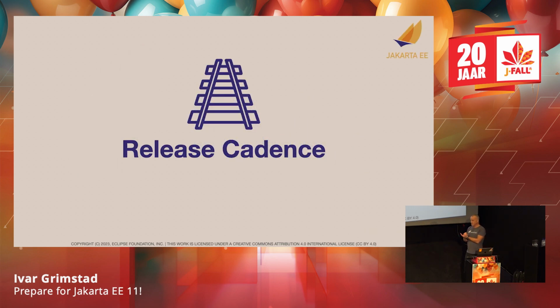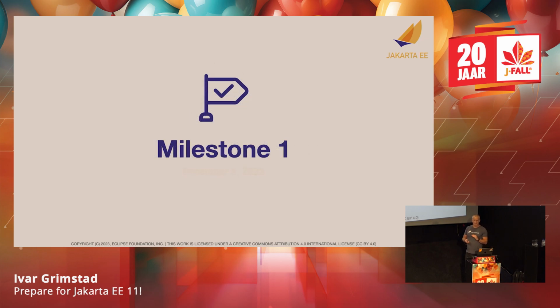We're also defining the release cadence here. What we're trying to do is release a specification of Jakarta EE about 6 to 9 months after an LTS release of Java. Java 21 was released in September, which means around June, July, we should be able to get a version of Jakarta 11 out.